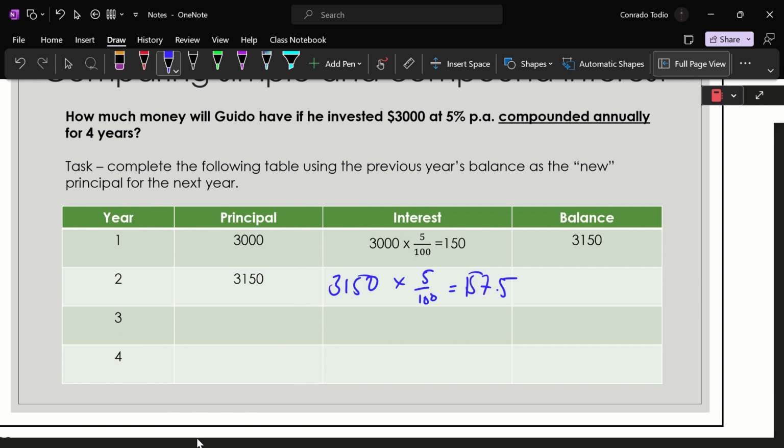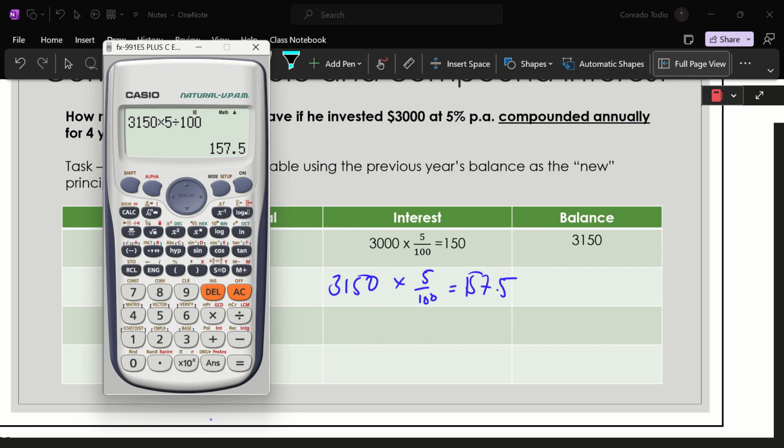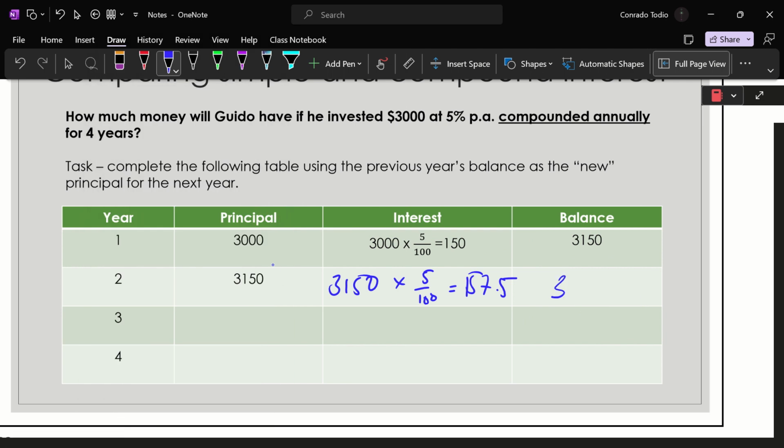So I tell her, how much money does he have in the balance after that? If he has this much, and then you're adding this much interest, how much is in the balance? Well, just add it together. Yeah? So plus 3150, which equals 3307.5.